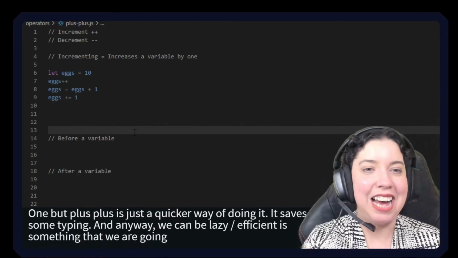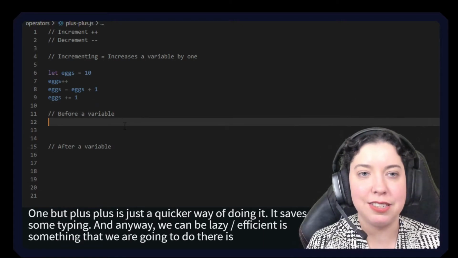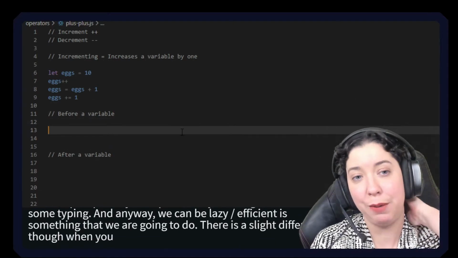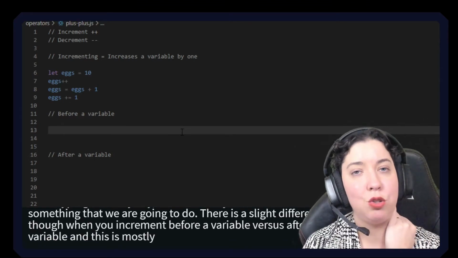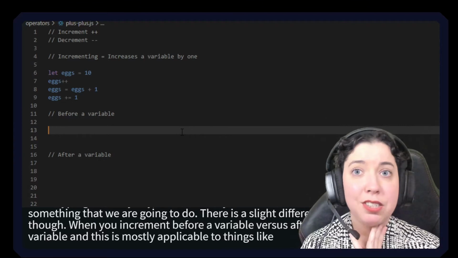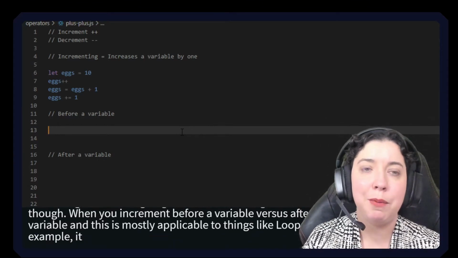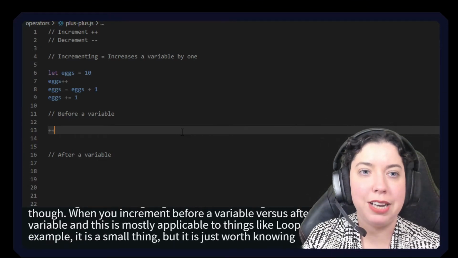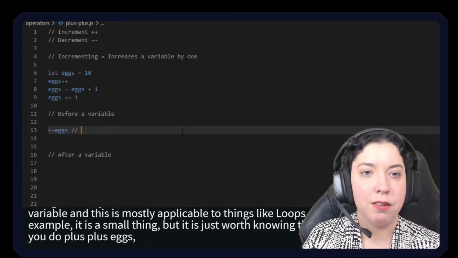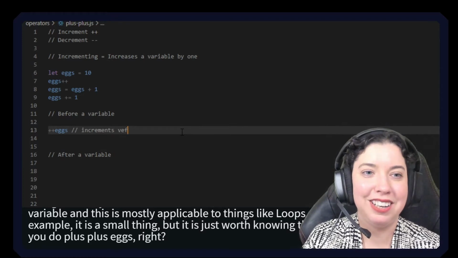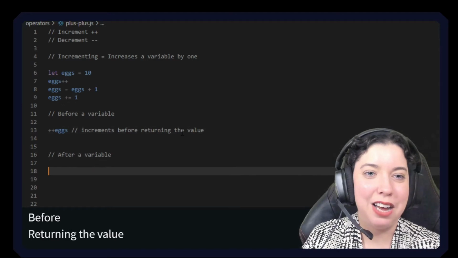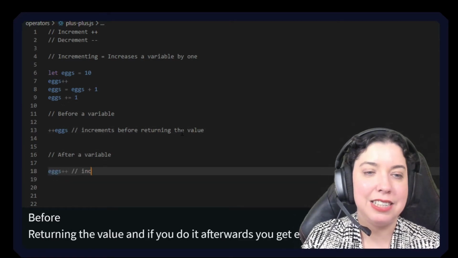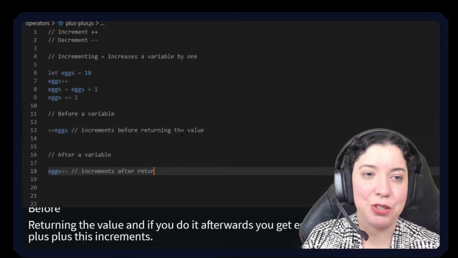There is a slight difference though when you increment before a variable versus after a variable, and this is mostly applicable to things like loops. It is a small thing, but it is worth knowing that if you do plus plus eggs, this increments before returning the value, and if you do it afterwards, eggs plus plus, this increments after returning the value.